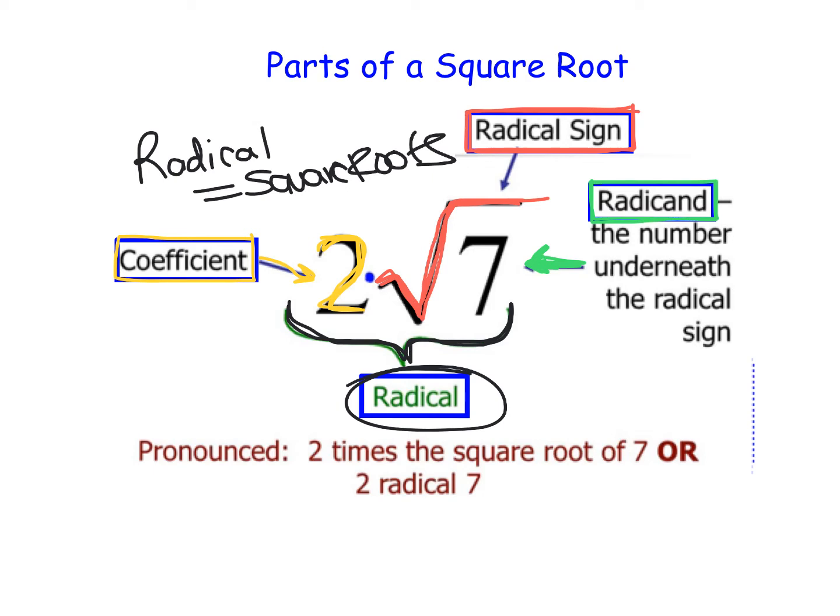Now the last thing we want to talk through is how this is typically pronounced. This whole radical up here is typically pronounced as 2 times, so notice the multiplication symbol in between, 2 times the square root of 7. That's how we would typically say it right now. But the shorter way of saying that is just 2 radical 7, which is really saying 2 is the coefficient, the radical sign goes next, and then the 7 is the radicand underneath the radical.